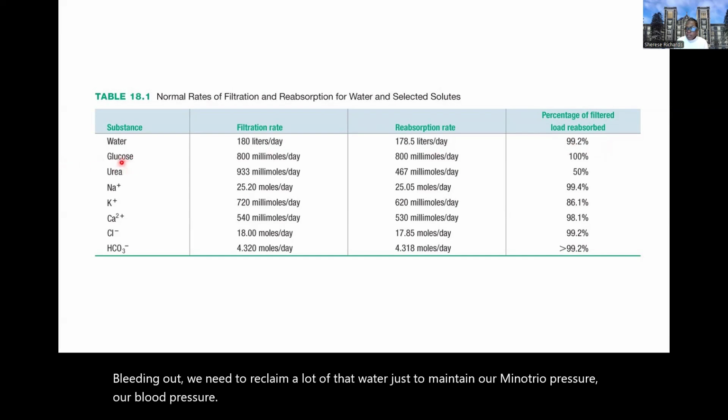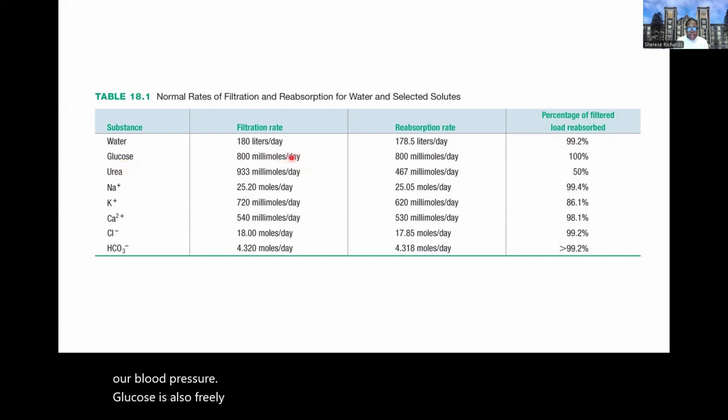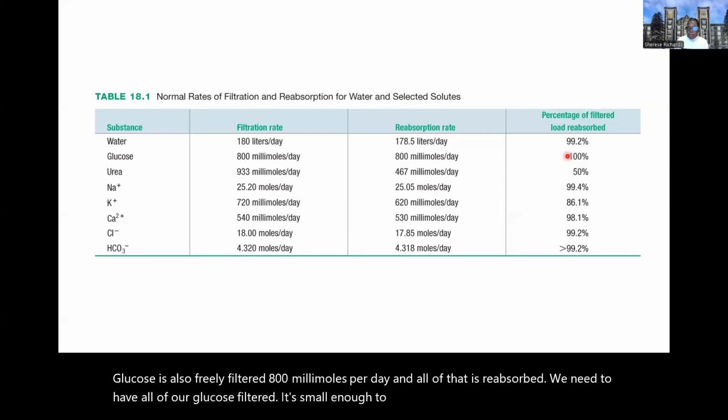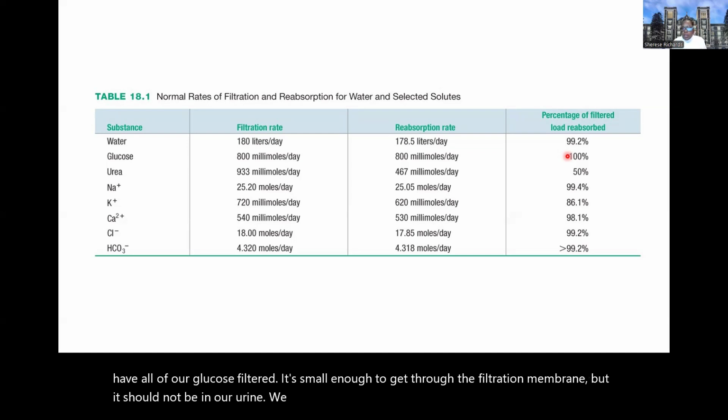Glucose is also freely filtered, 800 millimoles per day, and all of that is reabsorbed. We need to have all of our glucose filtered. It's small enough to get through the filtration membrane, but it should not be in our urine. We need to reclaim all of the glucose.